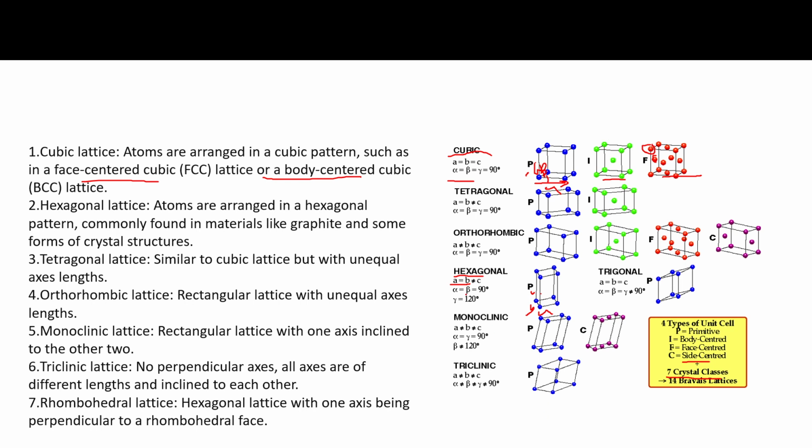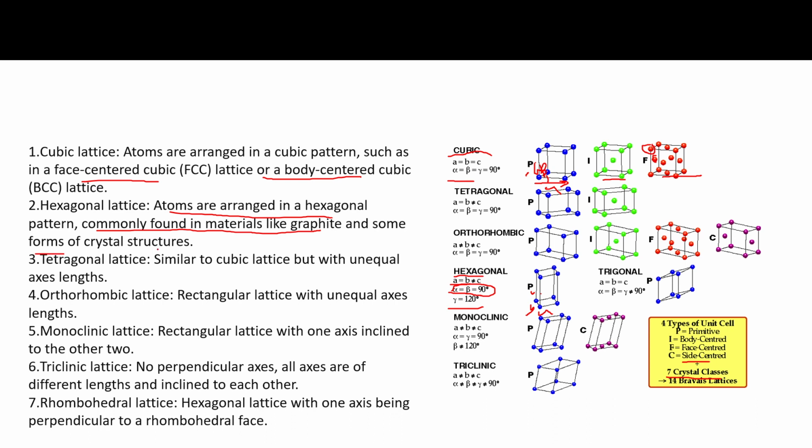In hexagonal, the alpha and beta angles are maintained at 90 degrees, but gamma is a little distorted, it is 120 degrees. So in the case of hexagonal, A and B are equal but C is not equal, only the primitive will be present, and your gamma angle will be different. In a hexagonal lattice, atoms are arranged in a hexagonal pattern, commonly found in materials like graphite and some forms of crystal structure.